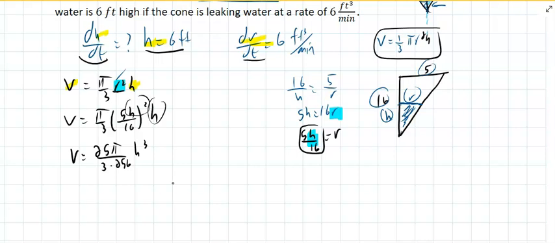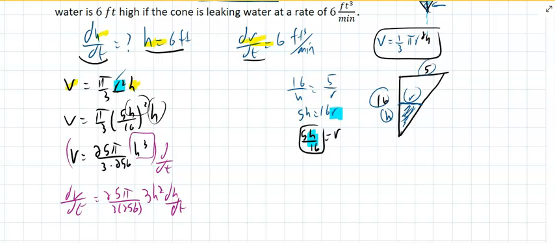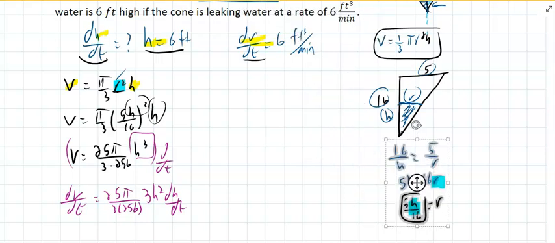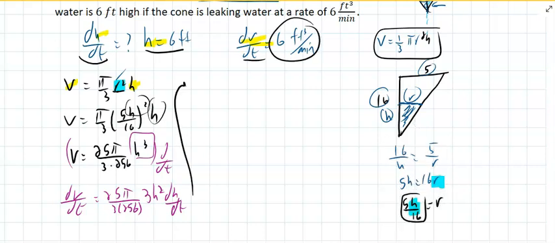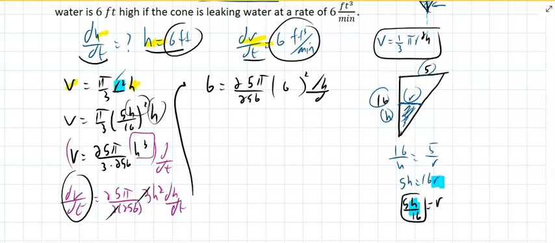And once I have it in terms of what I want, all I do, the tradition, take that change with respect to t, dV/dt equals 25 pi over 3 times 2, and of course you could multiply those. The derivative of h cubed is 3h squared dh/dt. Now, if I move this to the right, and if I look at this problem, I know that dV/dt is 6. 25 pi over, the 3's cancel out, 256, h squared, I know what h is. H is 6 squared dh/dt. So if I cross multiply, 6 times 256 divided by 25 pi times 6 squared is dh/dt.